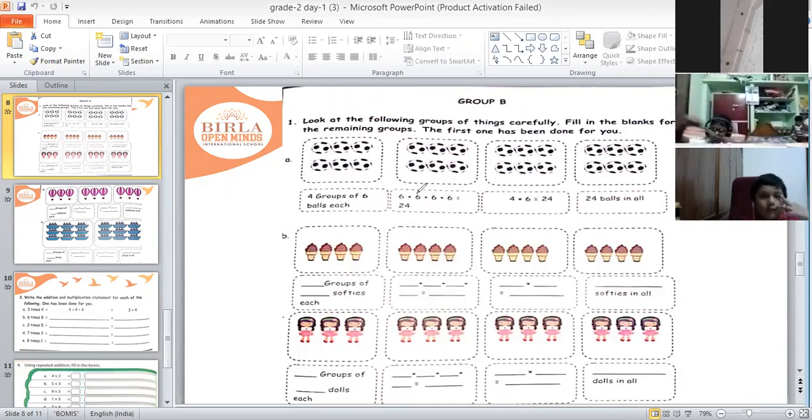In repeated addition form, how will you write? See here. What you have to do is repeat that number again and again with a plus sign. Right? So in one group there are 6 balls, so we will repeat the number 6, because in each group there are 6 balls. So we will write it as 6 plus 6 plus 6 plus 6. How many times will we write it? We will write it 4 times because there are 4 groups.